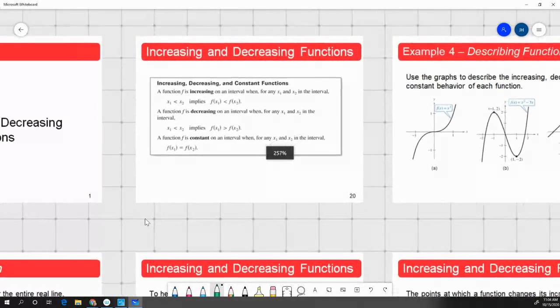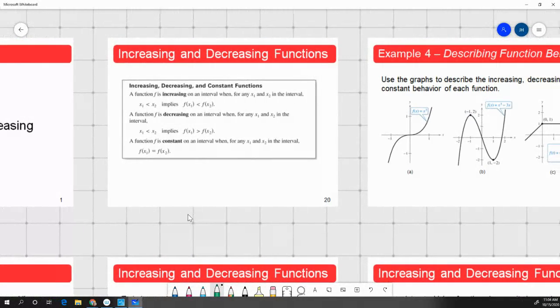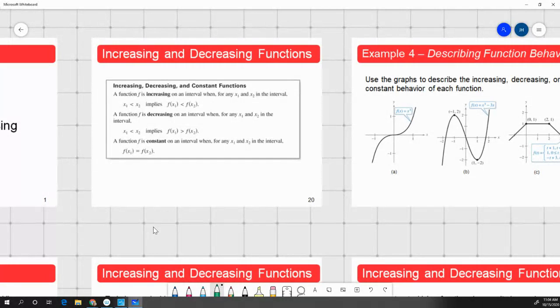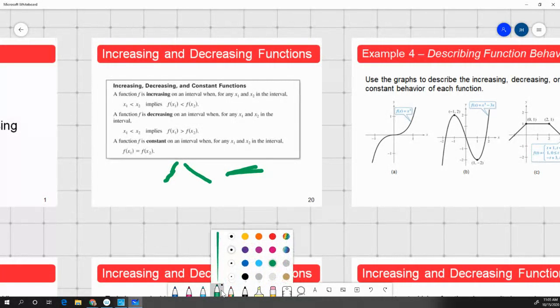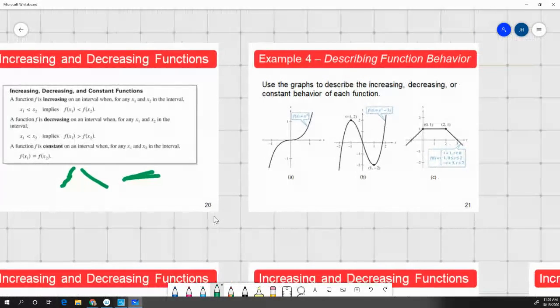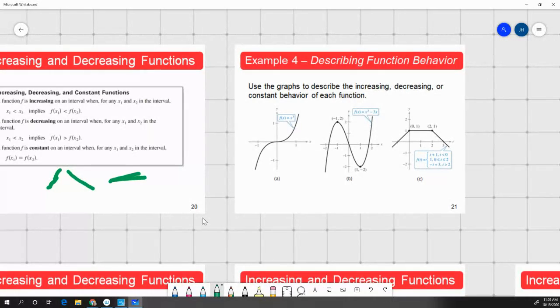Ultimately, this fancy vocabulary definition is just saying that sometimes you've got a graph that's increasing, sometimes it's decreasing, and then sometimes it's constant. That's a terrible constant. Constant's a straight line. So keep in mind that we'll see it better visually than we will with the definition.